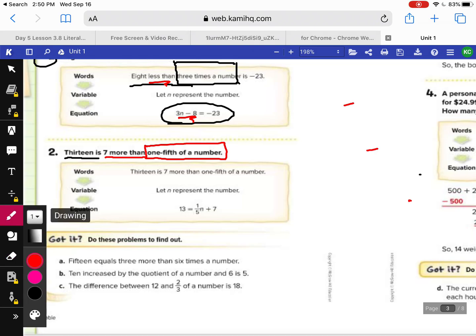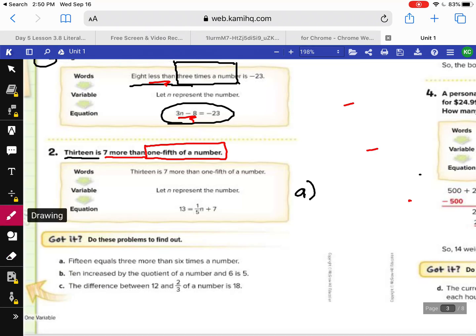Letter A. Okay, well, letter A says 15 equals 3 more than 6 times a number. Again, I'm going to read it a second time, and now I'm going to begin to look for words that are going to help me. 15, let's think about that. 15 equals. So I'm going to go ahead and rewrite it here. 15 equals 3 more than.